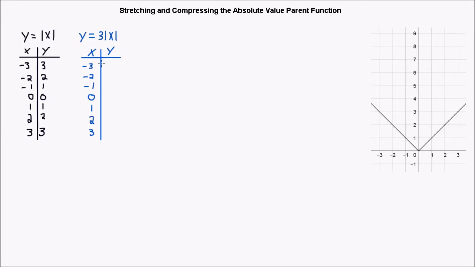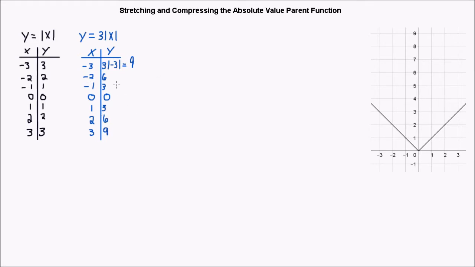When I plug in x as -3, I have 3 times the absolute value of -3, and we know the absolute value of -3 is 3, so this is going to be 9. Plugging in -2, this is going to end up being 6, and this will be 3, because 1 times 3 is 3. 0 times 3 is 0. And you can plug in these values or use the symmetry of the absolute value function to know that the next values are going to be 3, 6, and 9.